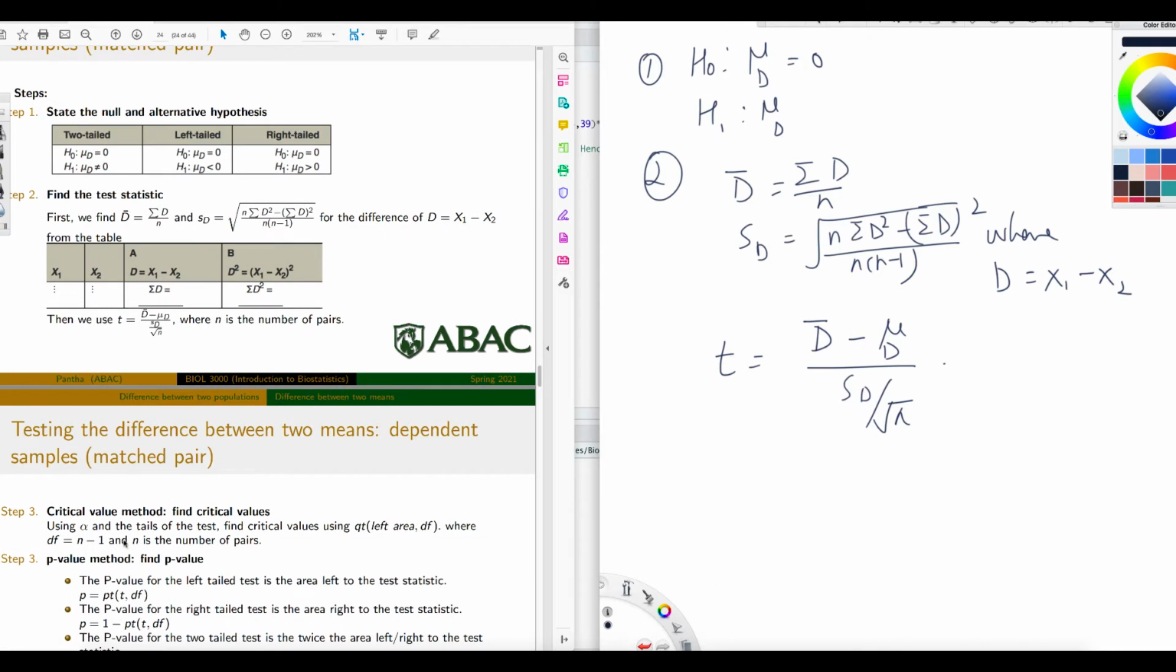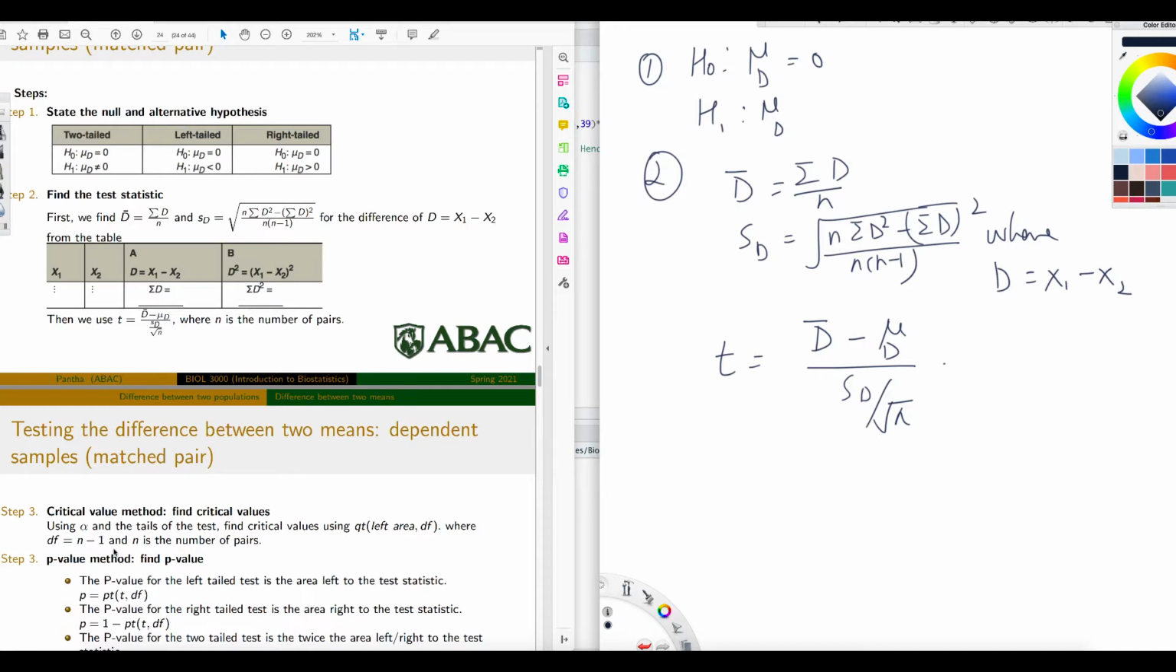And then the critical value method is just use alpha and the tail of the test, left tail or right tail, and find the critical value. It is qt of the left area, comma, df, where the degrees of freedom is n minus 1. n is counted as the pair. So how many pairs are there?